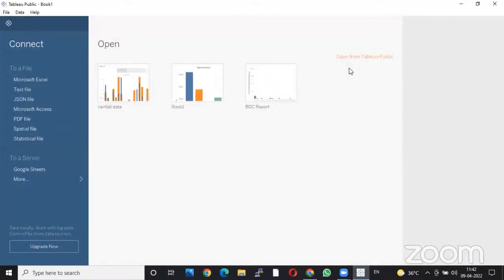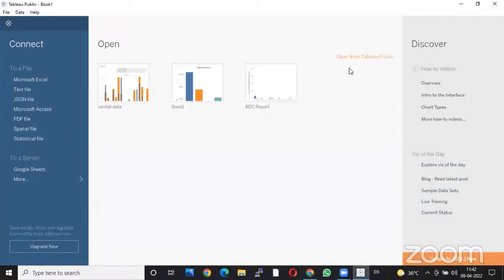So you can see the interface of Tableau, how it is looking. The first section, which is in blue color, is Connect. In this section you can connect to various files of your data. Like if you have a Microsoft Excel file, you can make a connection from Tableau to Microsoft Excel. If you have a text file, you can make a connection to a text file as well.